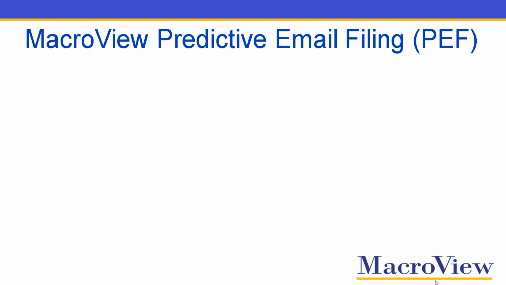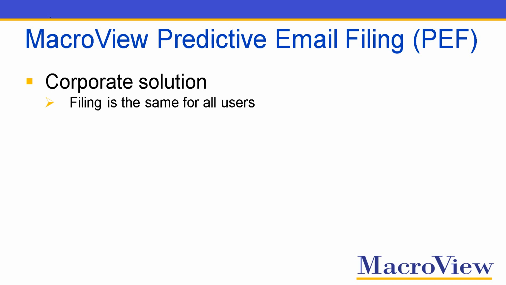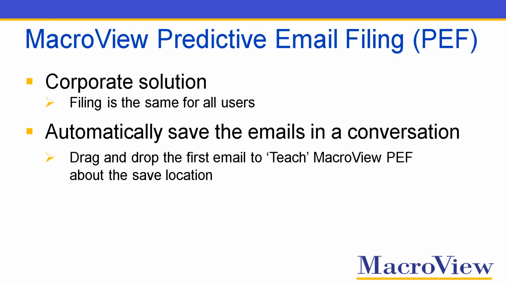As we have seen, MacroView Predictive Email Filing is a potent solution for automatic filing of incoming and outgoing emails. It's a corporate solution, meaning that the filing is the same for all users. MacroView Predictive Email Filing works on a conversation-by-conversation basis. You simply drag and drop the first email in a conversation in order to teach MacroView where the save location for that conversation is.